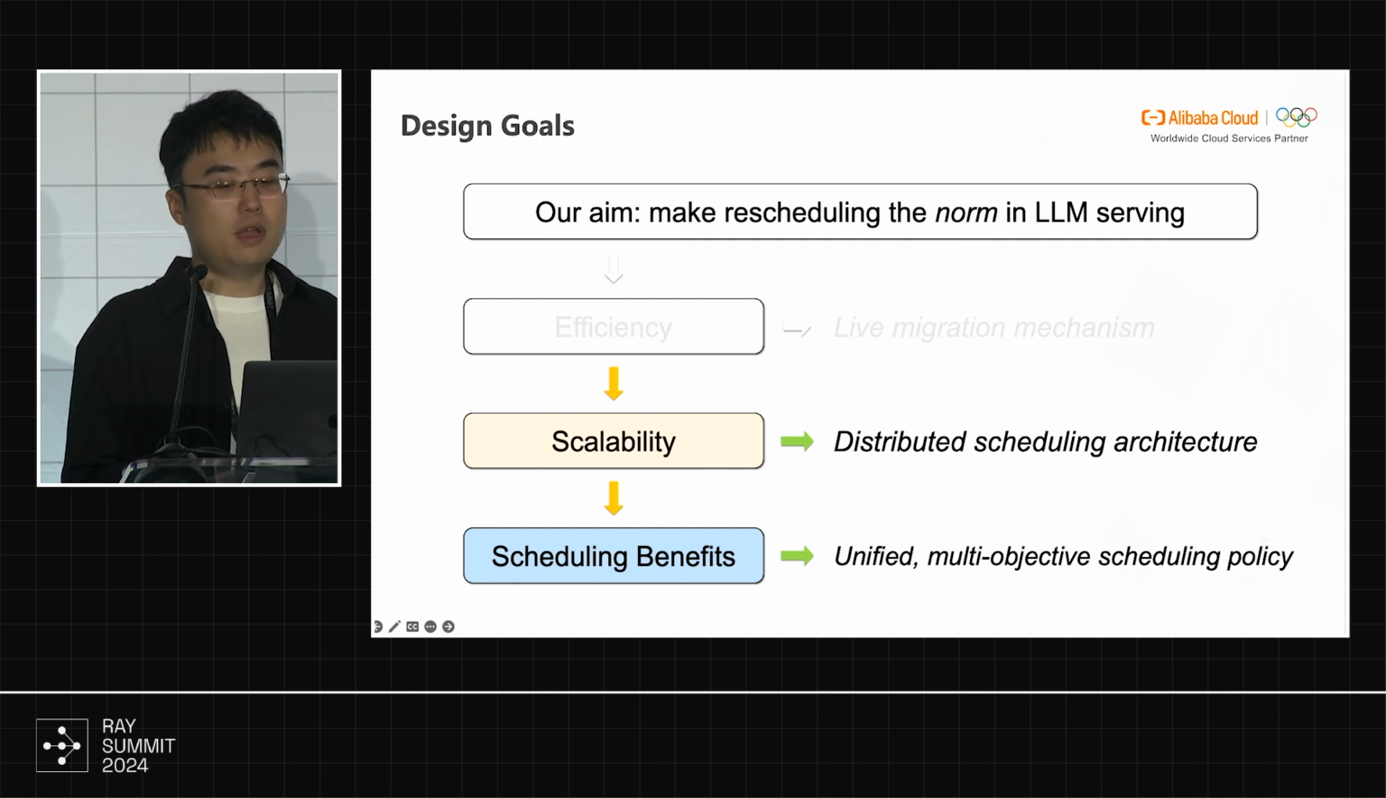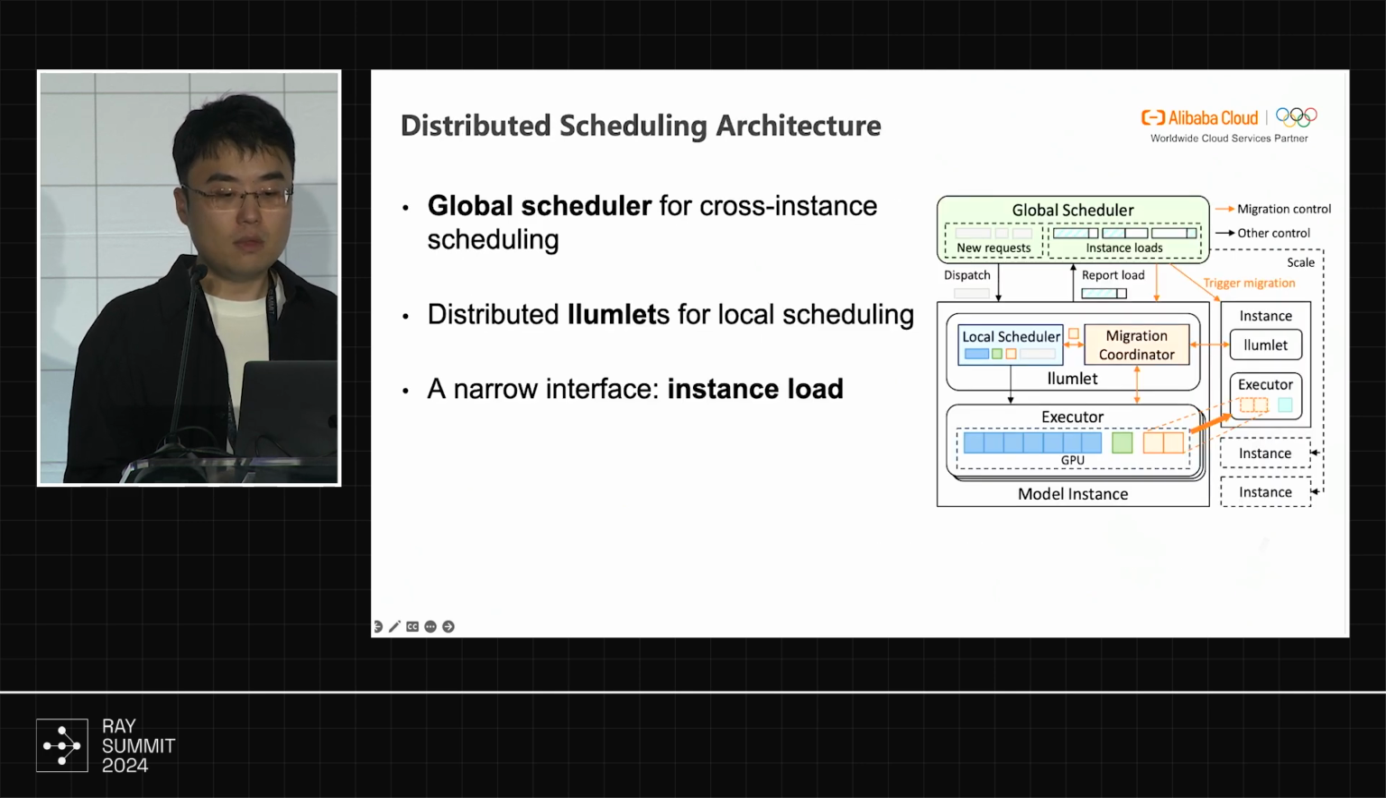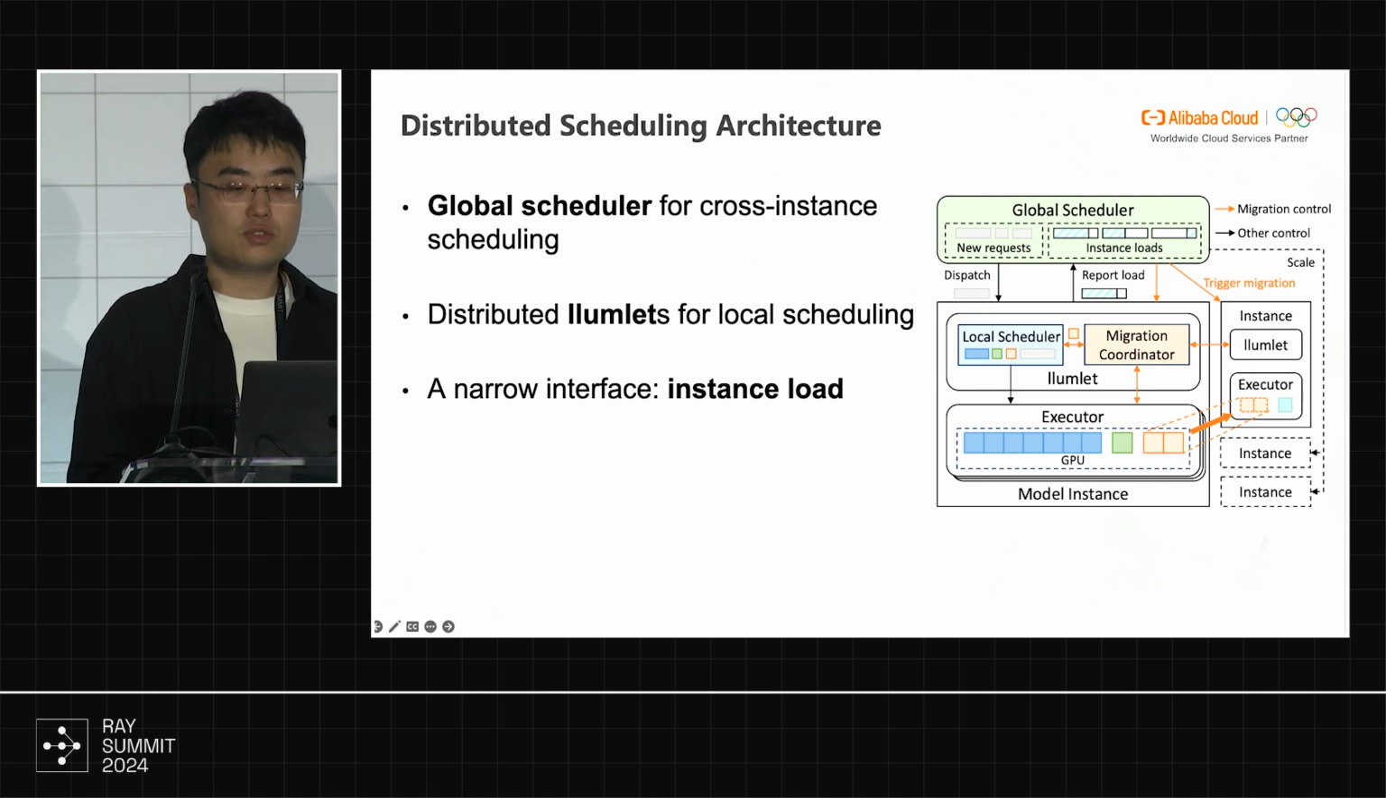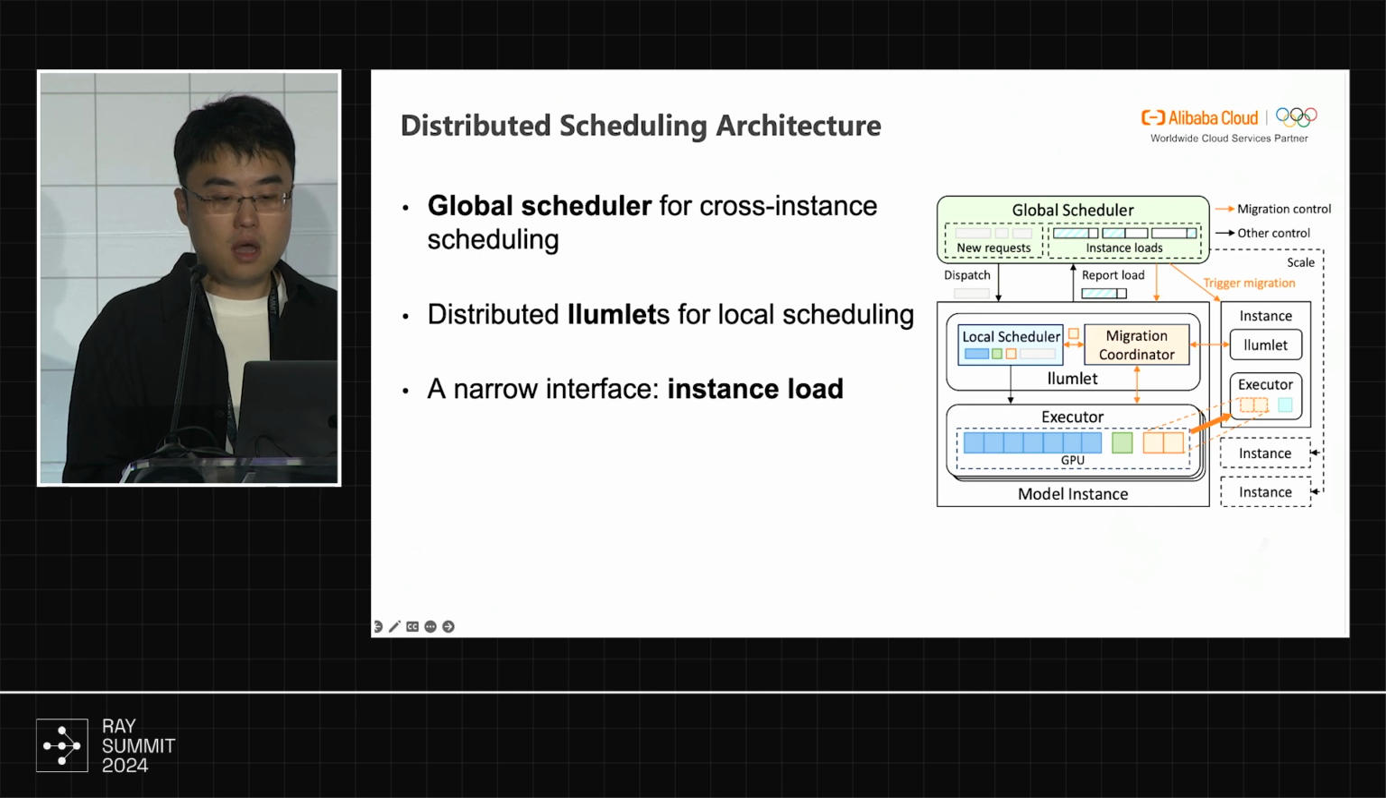With live migration being the mechanism foundation, I'll next show you how Llumnix improved the scalability and scheduling benefits of migration. Continuous rescheduling across instances also implies higher scheduling pressure than in traditional schedulers, which could be a bottleneck if implemented in a centralized component. Llumnix uses a distributed scheduling architecture that employs a global scheduler for cross-instance scheduling decisions, while using a set of distributed schedulers named llumlets co-located with the model instances to handle intra-instance scheduling.